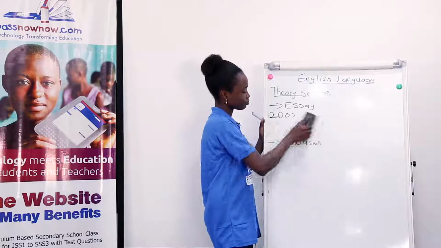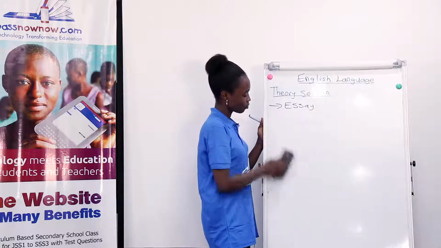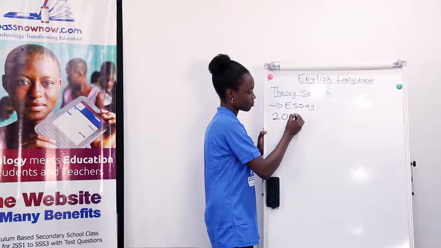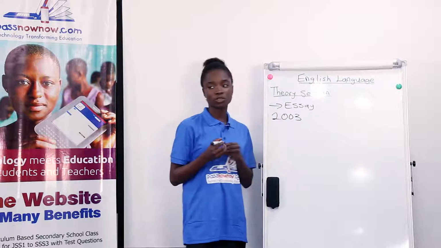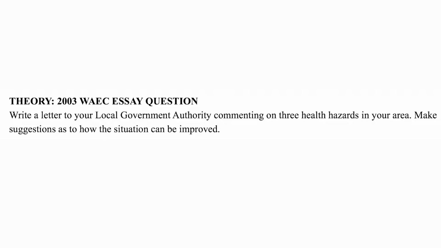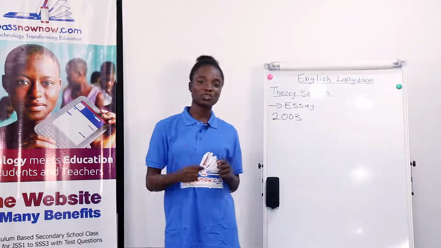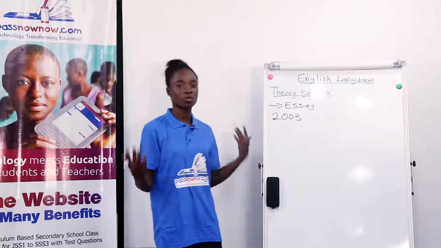Number 3. The third question, 2003. The question goes thus. Write a letter to your local government authority commenting on 3 health hazards in your area. Make suggestions as to how the situation can be improved. Now, this is a formal letter, as you are asked to write a letter to your local government authority.